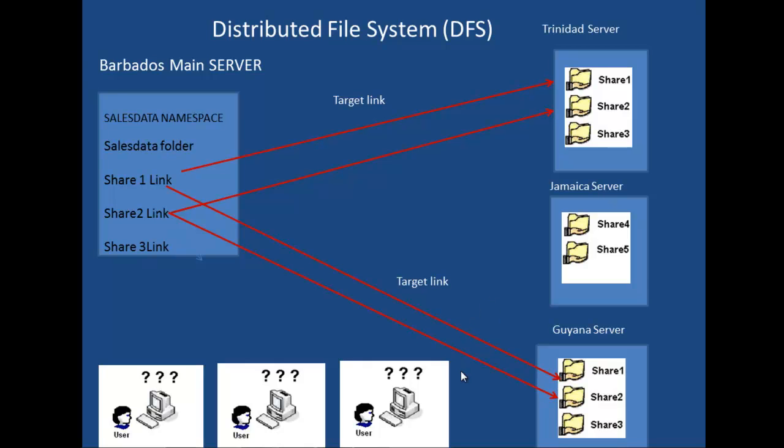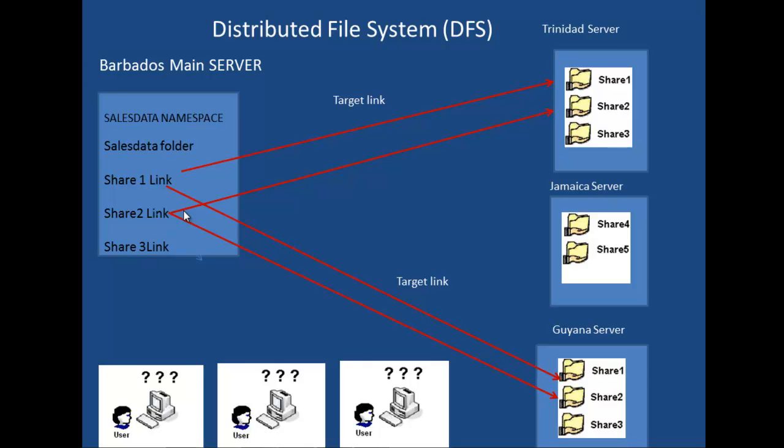So what the user will see is one server. Ordinarily, the user would have to connect to the Trinidad server, to the particular share, connect to the Jamaica server, connect to the Guyana server. But when we create links and we place those links in one place, the user is only seeing one server, so the user will connect to one place in order to get access to those shares.